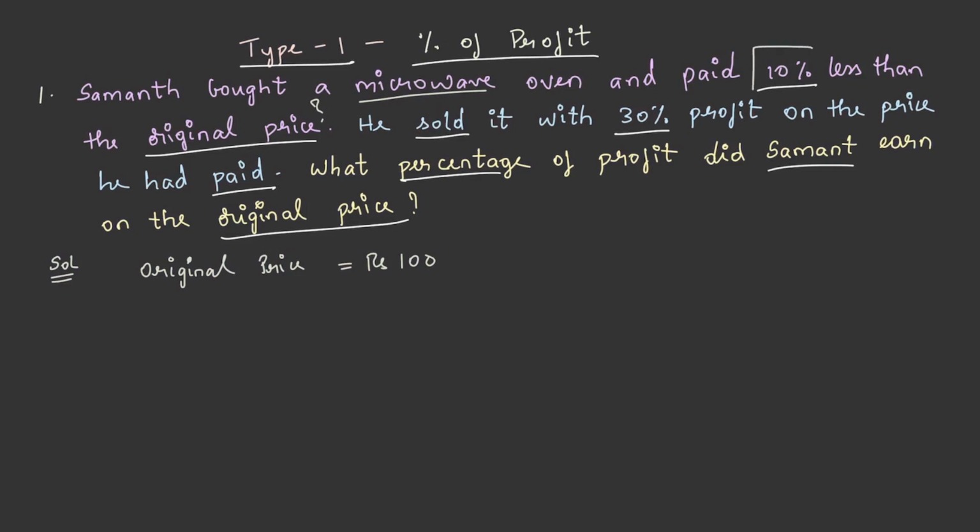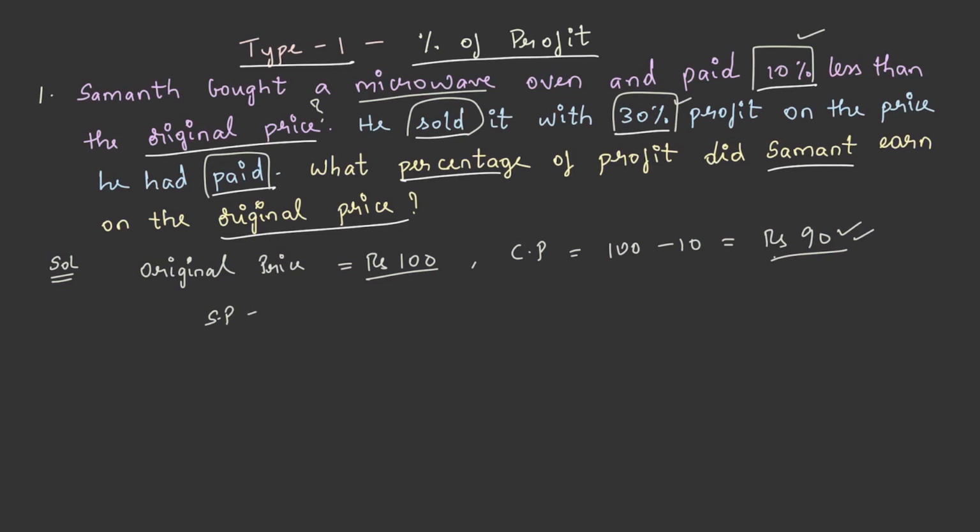If he pays 10% less than the original price, his cost price will be 100 minus 10, which is equal to rupees 90. Because from 100, if you remove 10%, it is obviously 90. We have achieved the cost price. Now, in the next statement, he sold it with 30% profit on the price he had paid. He had paid 90 rupees, isn't it? And he has sold it for 30% profit to what he has paid.